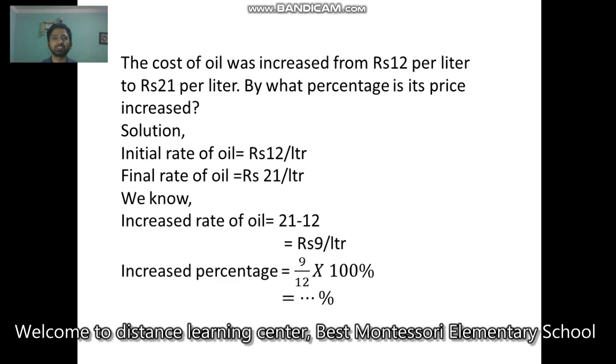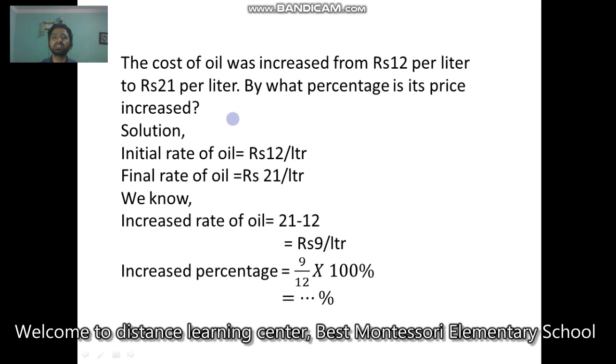Let's move to another example. In this example, the cost of oil was increased from rupees 12. Initially it was rupees 12 per liter, and after the increment its final price became 21 per liter. From 12 to 21, what percentage is its price increased? First we have to give emphasis: we are calculating percentage of what? Here we are calculating percentage of price increased. Before finding percentage, we must know its quantity. So let's find the price increase. Initially it was 12 and now it is 21. That means 21 minus 12, which gives 9 per liter.